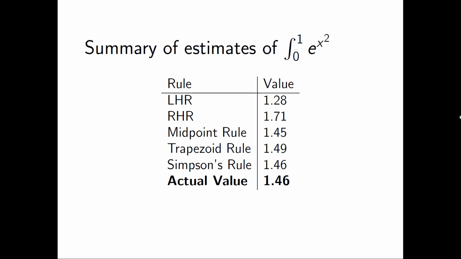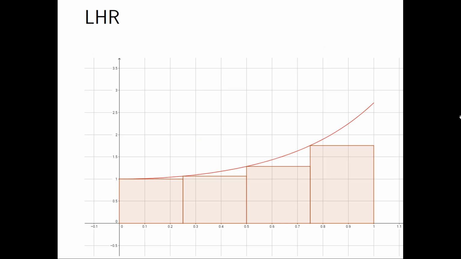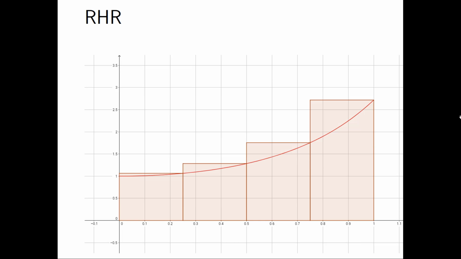Speaking about estimates and how wrong we can be, we'll talk a little bit about errors. First, we'll think about the graphs. As we said, the left-hand rule was clearly an underestimate. That was because the function's increasing. As long as the function's increasing, the left-hand end will be below the curve, so this will be an underestimate. A similar logic applies for the right-hand rule: because it's increasing, it's an overestimate.